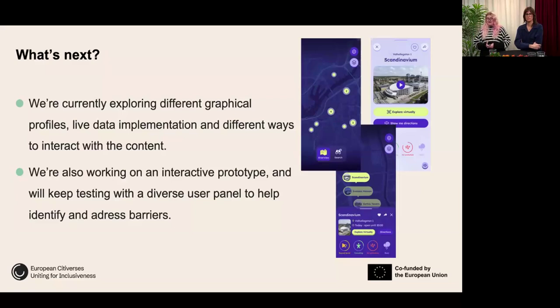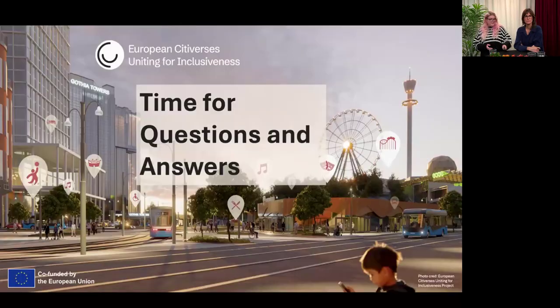And then the last thing, a pretty big thing we're working on, is the interactive prototype. And we're also iteratively testing that as well. So not only the clickable prototype, but all the sketches that we've had so far, we're testing that on our user panel, and we're hoping to diversify that panel further as well to help identify even more barriers. So I think that was everything for me.